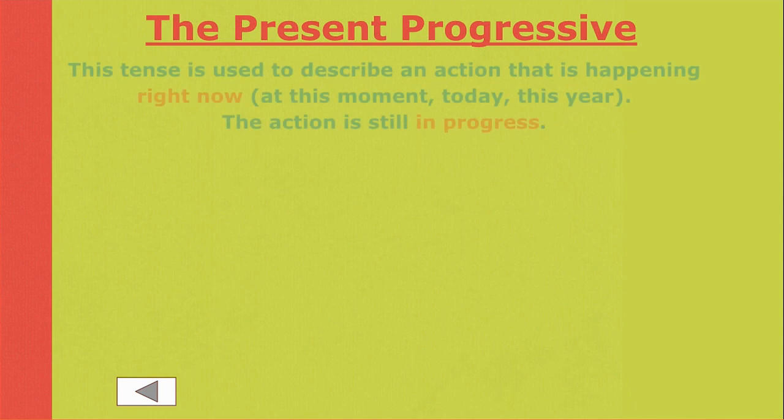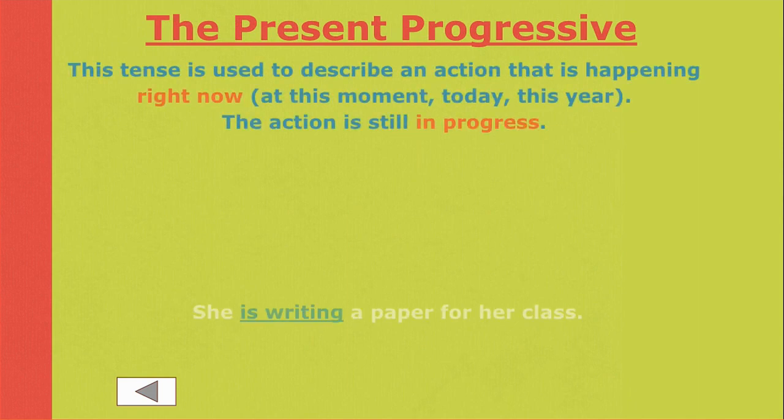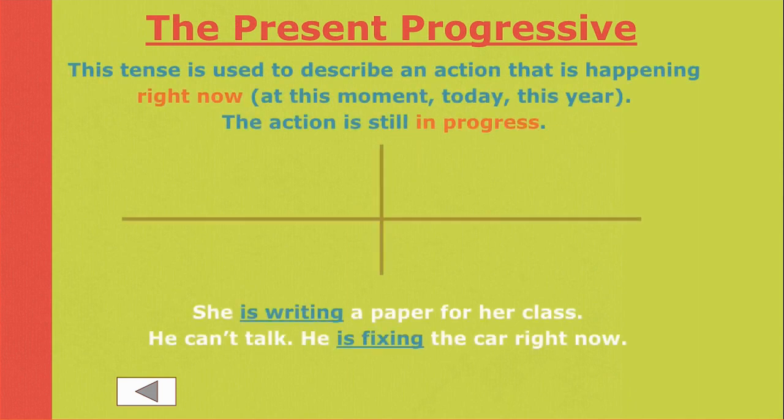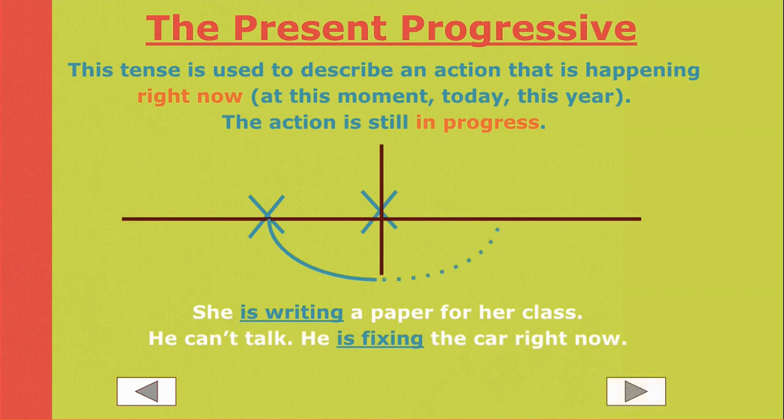The present progressive describes an action that is happening right now, at this moment, today, this year. The action is still in progress. She is writing a paper for her class. He can't talk. He is fixing the car right now.